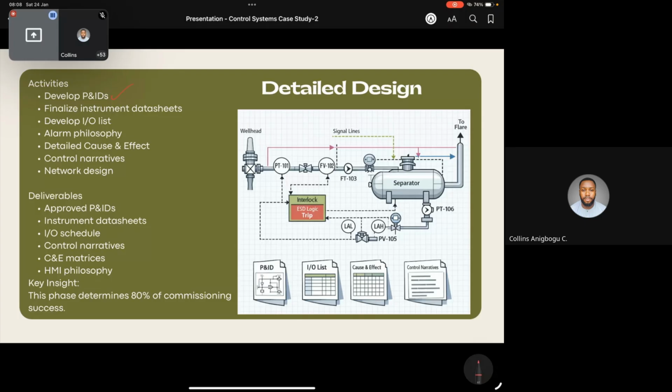So that is when you define that this instrument must have a range of 0 to 500 psi, right? And this is where you go into details such that the wetted part for this instrument must be 316 stainless steel, right? You define the signal for this instrument.